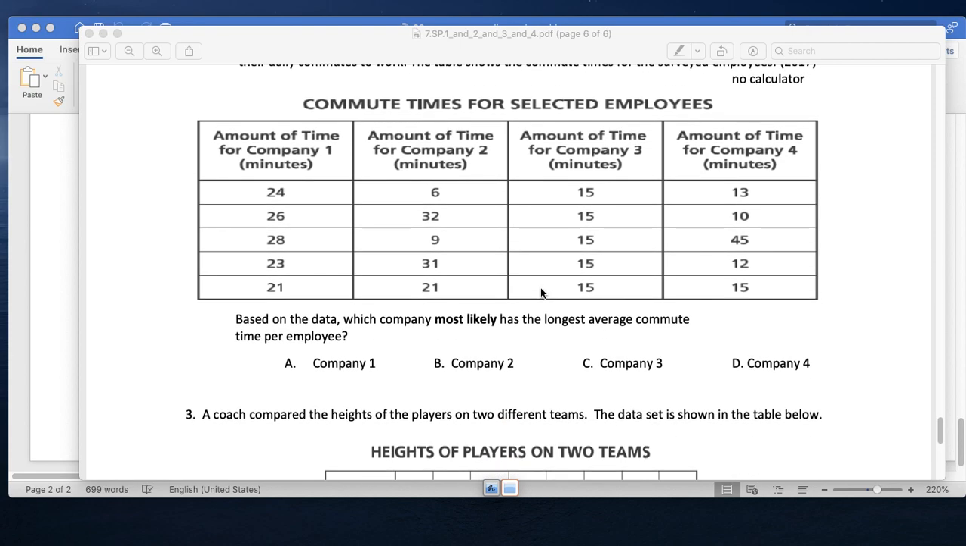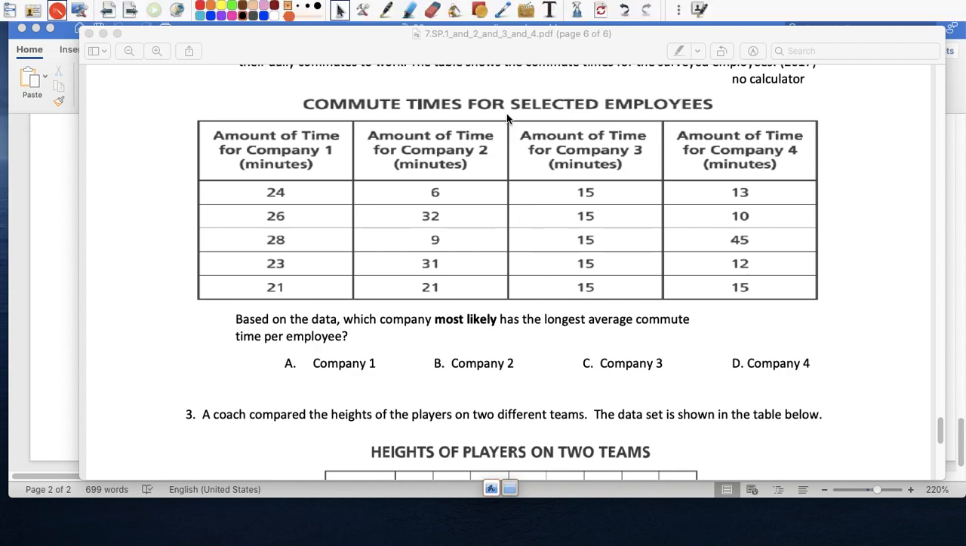Based on the data, which company most likely has the longest average commute time? So which one has the longest average? So if you were to add this up, who has the highest average? So the average is going to be, well, all you've got to do is add them, right? Add them and divide by 5. So this would be 15. I'm going to say this guy, right? So company 1, 2, or 3.